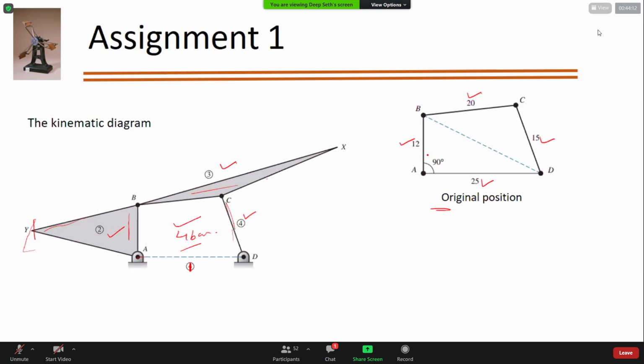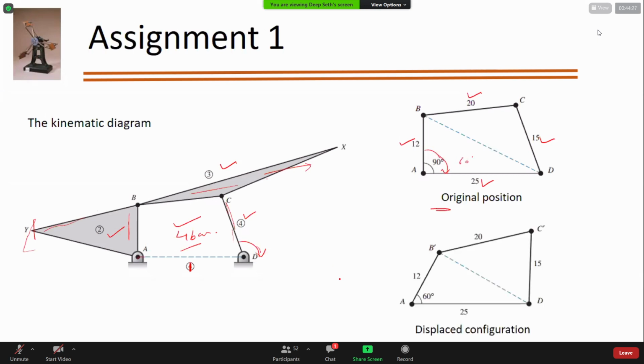What I actually want is to pull my lever in such a way that you will have some angular displacement over here. And that angular displacement will actually change this angle from 90 to 60. So like this you will have. Okay. So this is the position you want. So this is your displaced configuration.